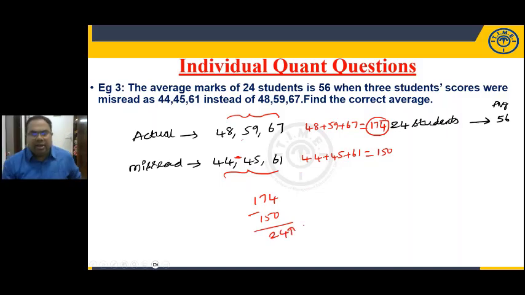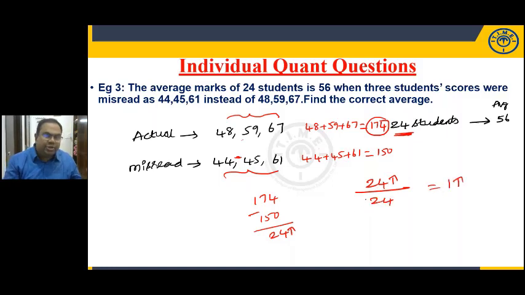24. That means when I'm removing those wrong marks of those three students, 150, replacing with the actual marks 174, I'm increasing the total by 24. So I'll get 24 extra. This 24 extra are to divide among how many students? 24 students. That means each student will get how much extra?